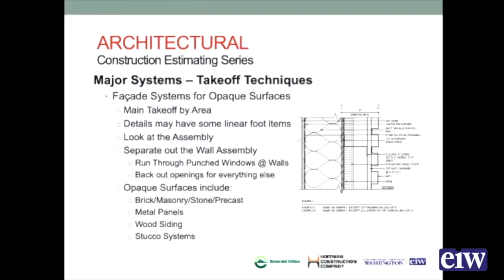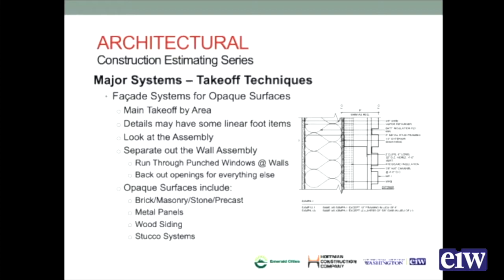First, we're going to look at architectural estimating like a building. We're going to start on the outside and work back in. So on the outside, we first look at our building enclosure systems, and the first of that is your facade systems. You have two types of facade systems: either an opaque system or windows. We're going to focus first on the opaque surfaces.